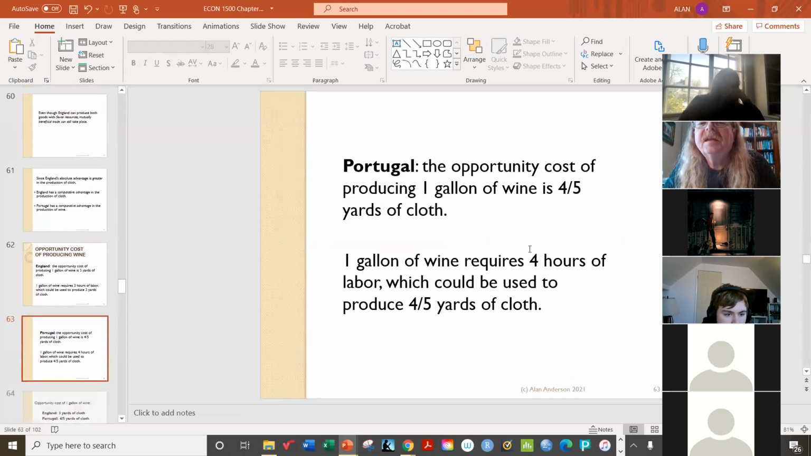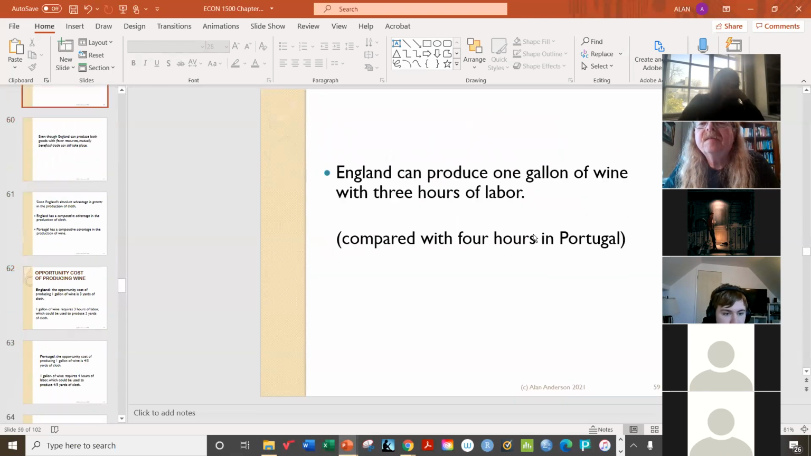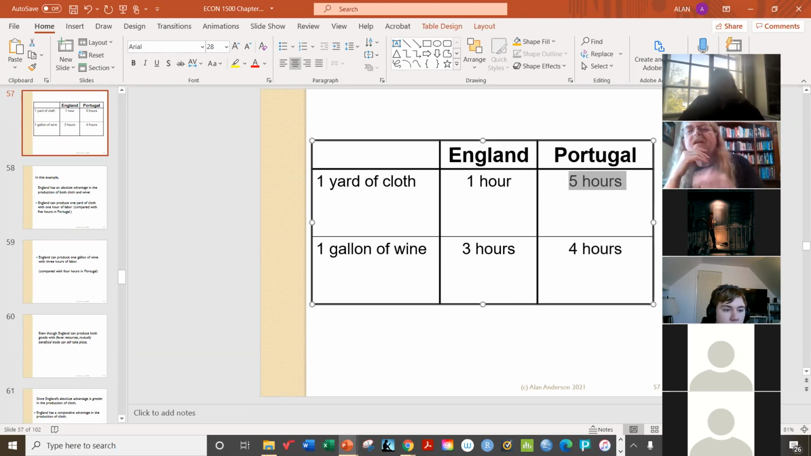Now, Portugal, if they want to make wine, the 4 hours that they need to make the wine could have been used to make slightly less than a yard of cloth, specifically 4/5 of a yard of cloth. So it's not a big sacrifice to make wine in Portugal, is it? Because you're only losing 4/5 of a yard of cloth every time you make wine.